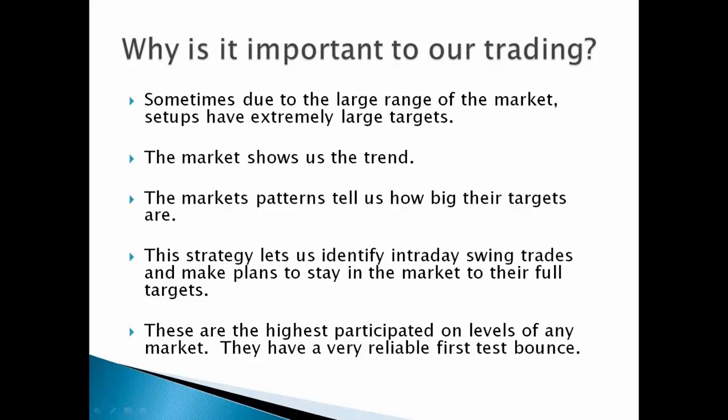If it's making available little tiny setups to negative 23% targets, we trade them to their targets. If the market is making available extremely large ranges and large targets, we try to take advantage of those extremely wide ranges and large targets. These strategies help us identify intraday swing trades and make plans to stay in the market to their full target. These 15-minute trends and daily trends are the highest participated levels of any market, and they are very reliable in their first test bounce. That is the 3 types of trade setups, guys.